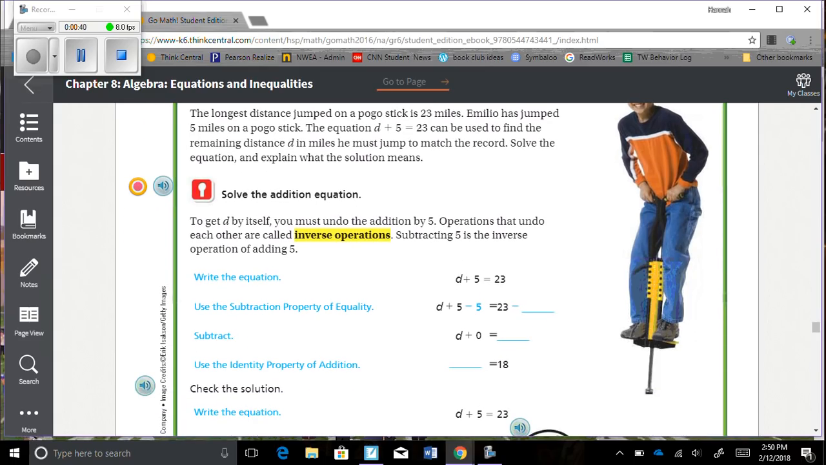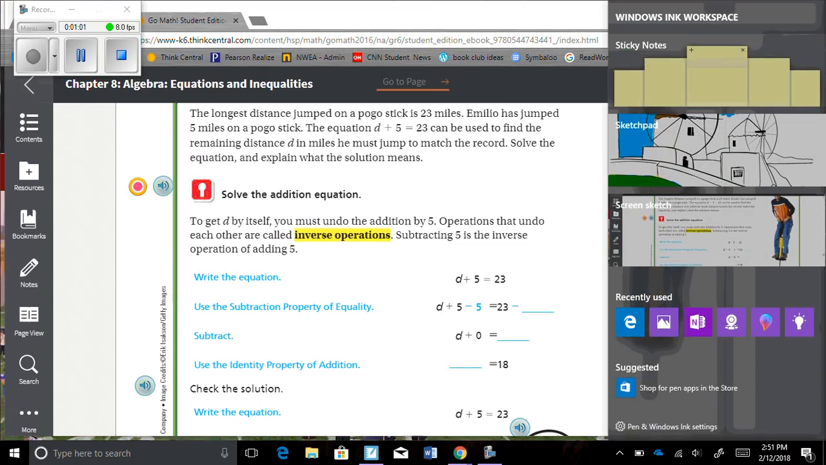Unlock the problem. The longest distance jumped on a pogo stick is 23 miles. Emilio has jumped 5 miles on a pogo stick. The equation d plus 5 equals 23 can be used to find the remaining distance, d, in miles he must jump to match the record. Solve the equation. Explain what the solution means.